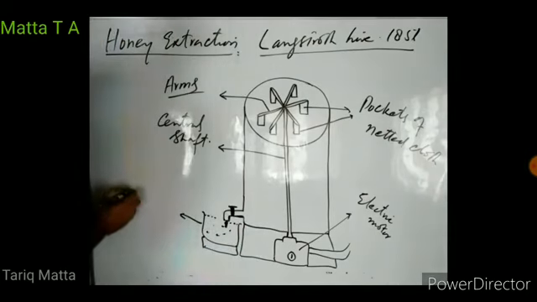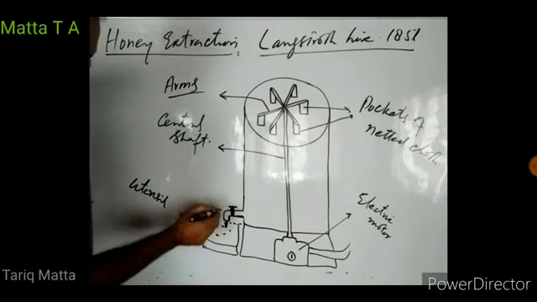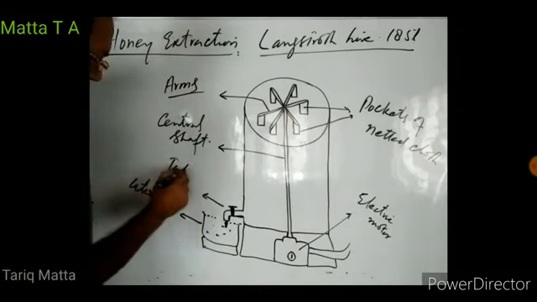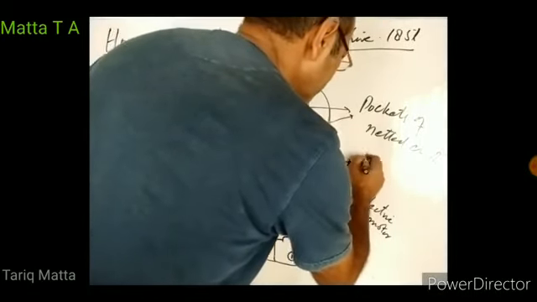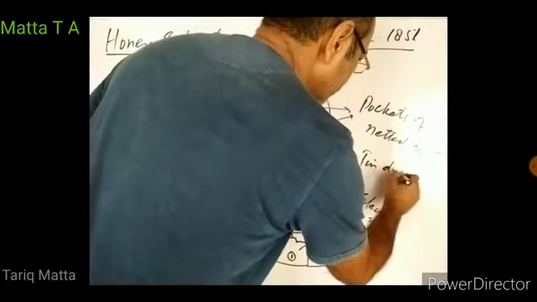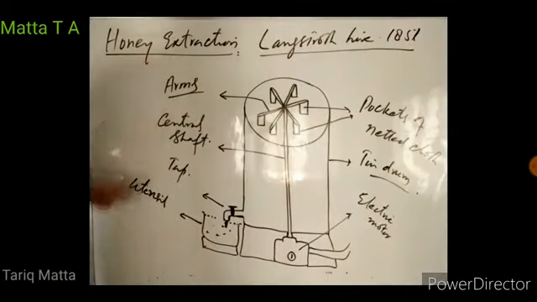This is a utensil. The tap. This is the tin drum. So this is the construction of a honey extractor.